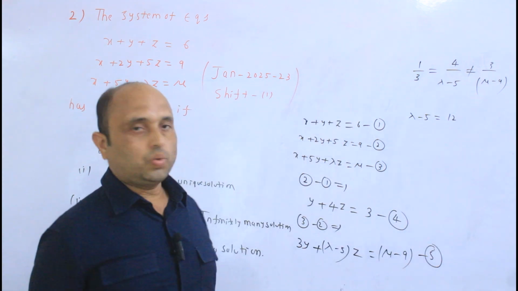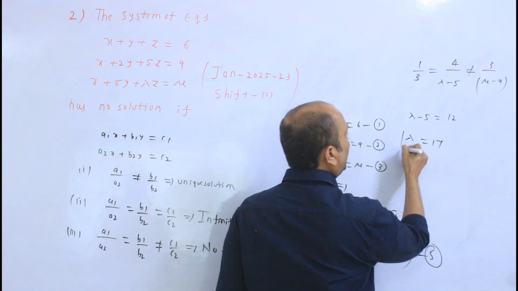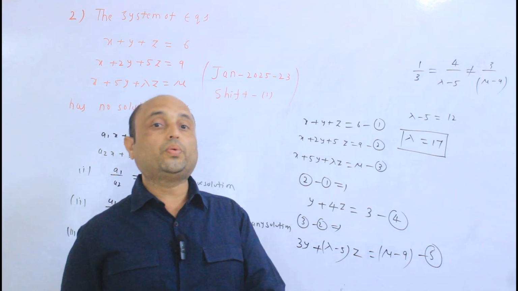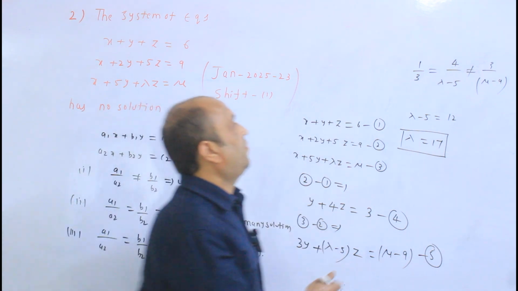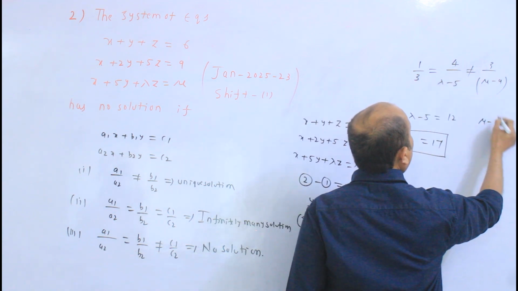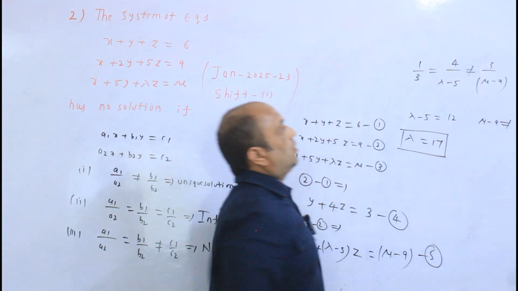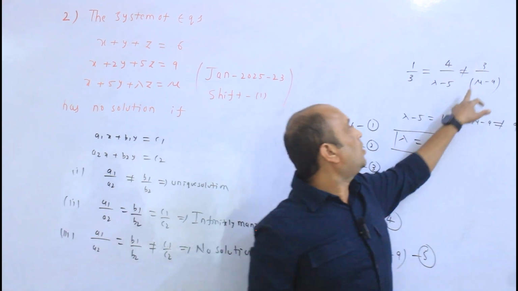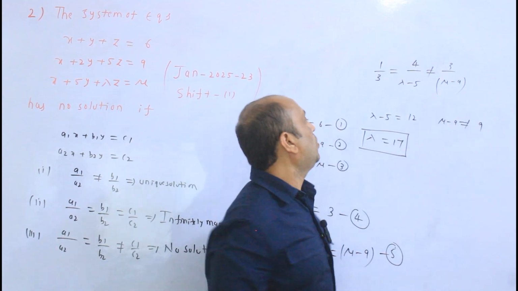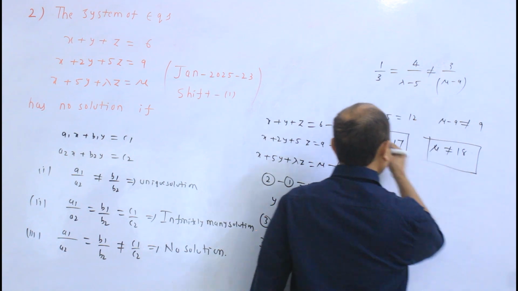So lambda minus 5 is equal to 12, lambda equal to 17. This is the value of lambda, and we find another relation also, mu, which is not equal to one particular value. Equate the first and last: 1 by 3 is not equal to 3 by mu minus 9. Cross multiply, mu minus 9 is not equal to 9. Mu is not equal to 18. This is our required answer.